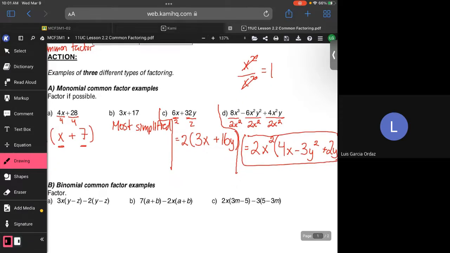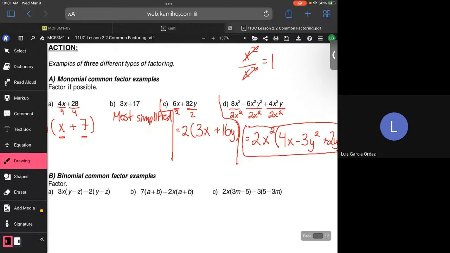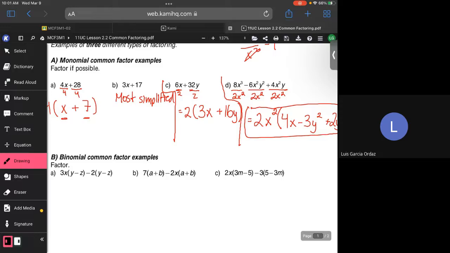So the next type of factoring we have is called binomial factoring. All this means is that we need to make sure that these brackets are the same. So, are both brackets the same in the first one? I have 3x times y minus z minus 2 times y minus z. Are my brackets the same? Yeah. So my first factor is going to be y minus z. And my next factor is going to be whatever is left over from 3x and negative 2. So you would just write it as 3x minus 2. And that would be considered factored.